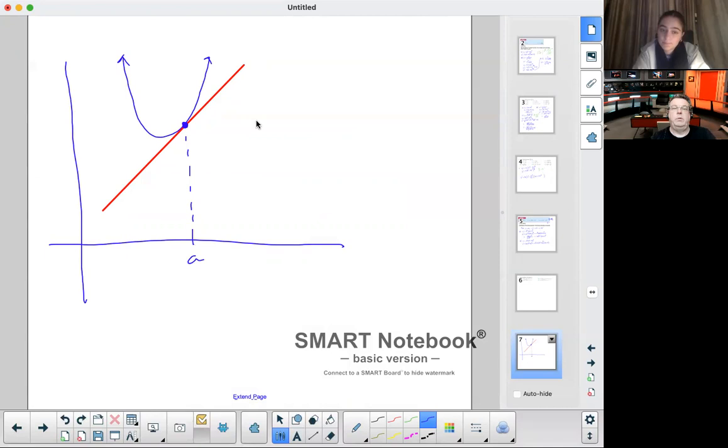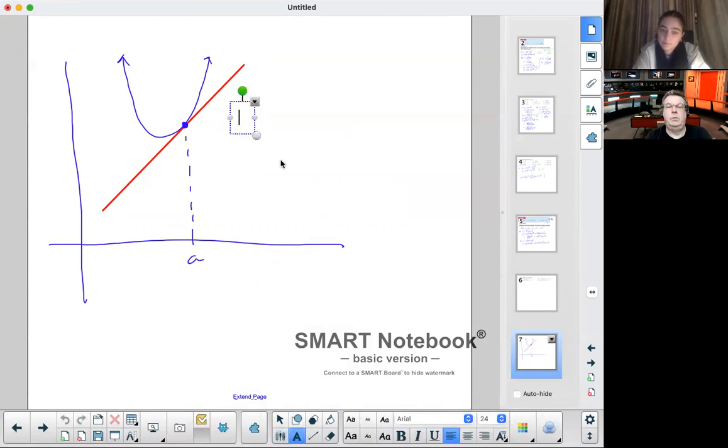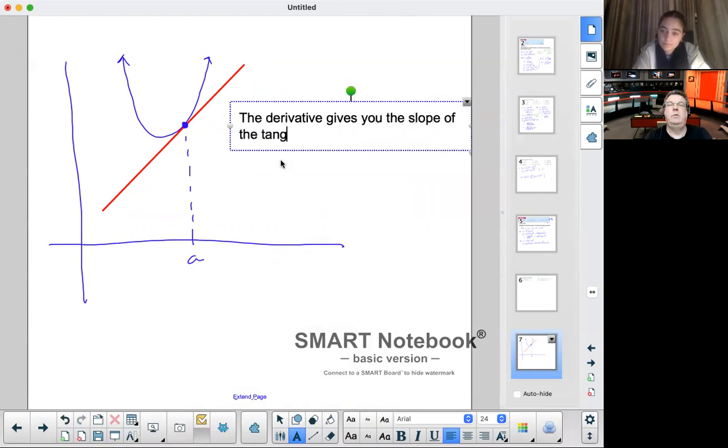The derivative gives you the slope of the tangent to the curve. That's the general thing. That's what I nail home. If you're ever confused, you go back to mama. That's mama. It's the slope of the tangent to the curve.